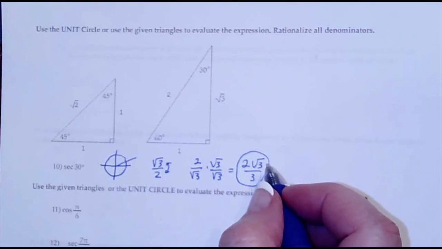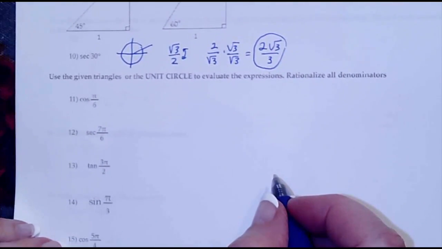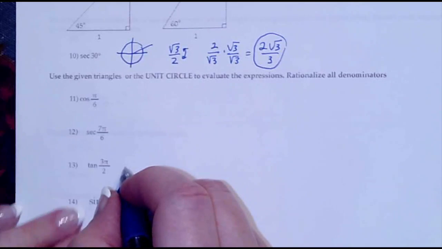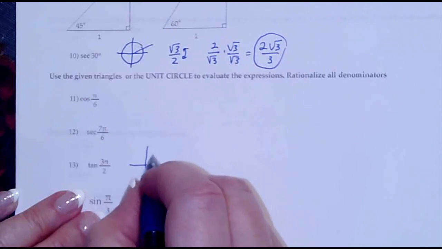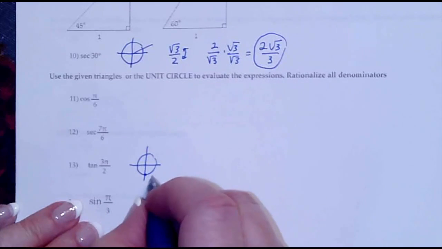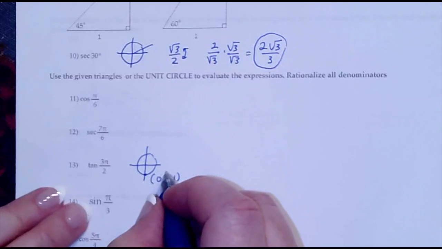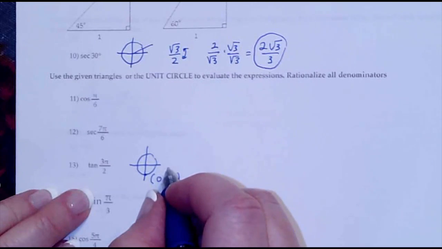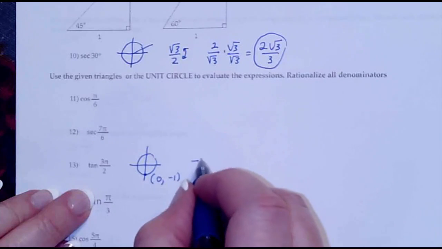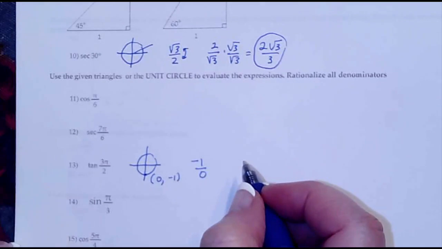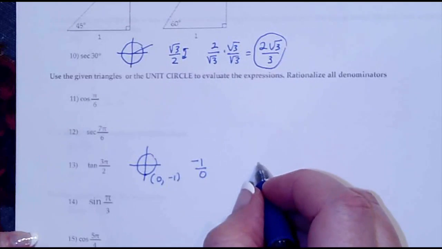So let's jump down and do number 13. Number 13 is tangent of 3 pi over 2. So again, if I go to my unit circle, 3 pi over 2 is going to be down here. The ordered pair is 0, negative 1. Now we know tangent is sine over cosine. So sine over cosine is going to be y over x, so I get negative 1 over 0. Now this is where we have to watch. Can I have negative 1 over 0, or can I have 0 over negative 1?